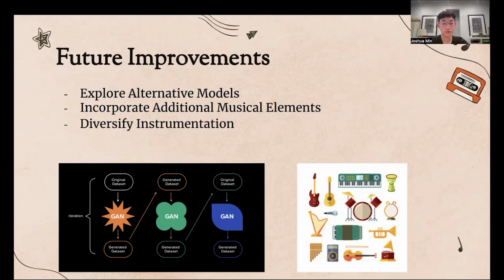We also want to diversify instrumentation by developing models capable of generating music for a wider range of instruments, not just piano. And finally, we want to enhance data quality and variety. So we can utilize larger and more diverse data sets, including non-Western and modern genres of music.